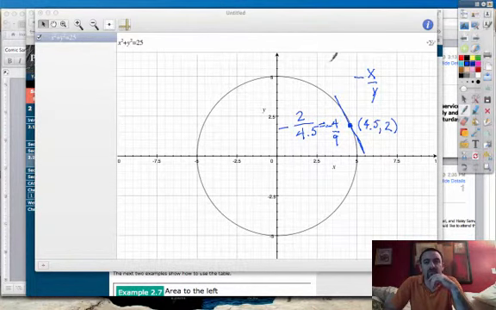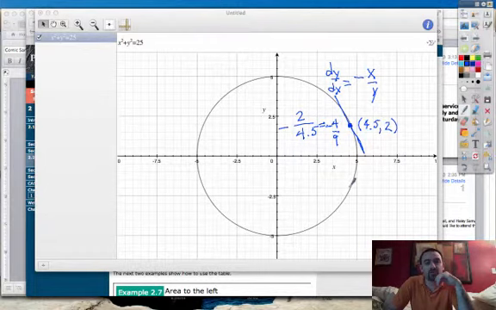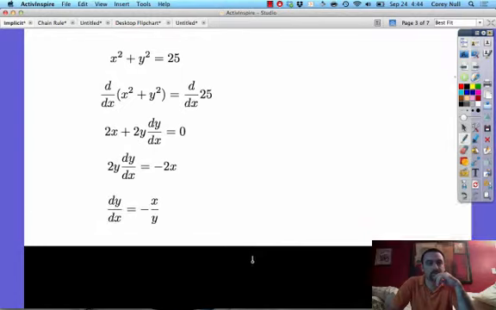And the reason the derivative in this case has both an x and a y in it is that I can't ask what the derivative is at x equals 4.5. Because when x equals 4.5, there are two places where y could be. Okay? So I need my derivative to also be defined implicitly. And that will almost always be the case. All right? Okay.